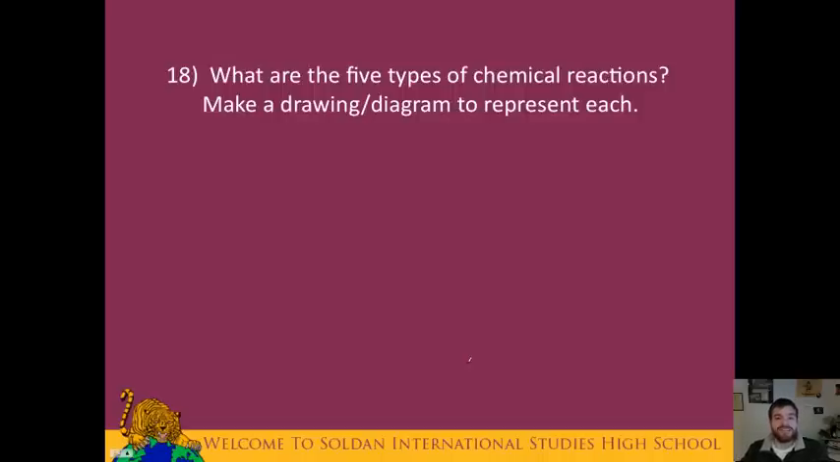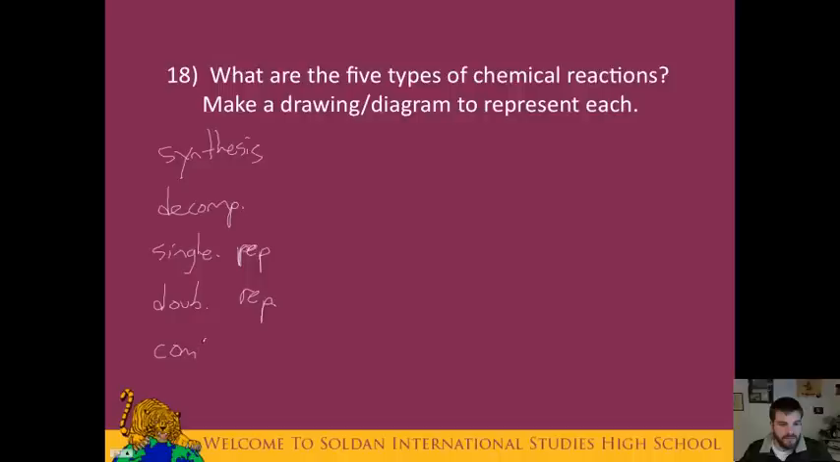Number 18, what are the 5 types of chemical reactions? Make a drawing or diagram to represent each. Well, okay. You've got synthesis, decomposition, which I'm going to abbreviate as decomp, single replacement, double replacement, and combustion. For synthesis, a good drawing would be this. Synthesis, remember, is just a combination reaction.